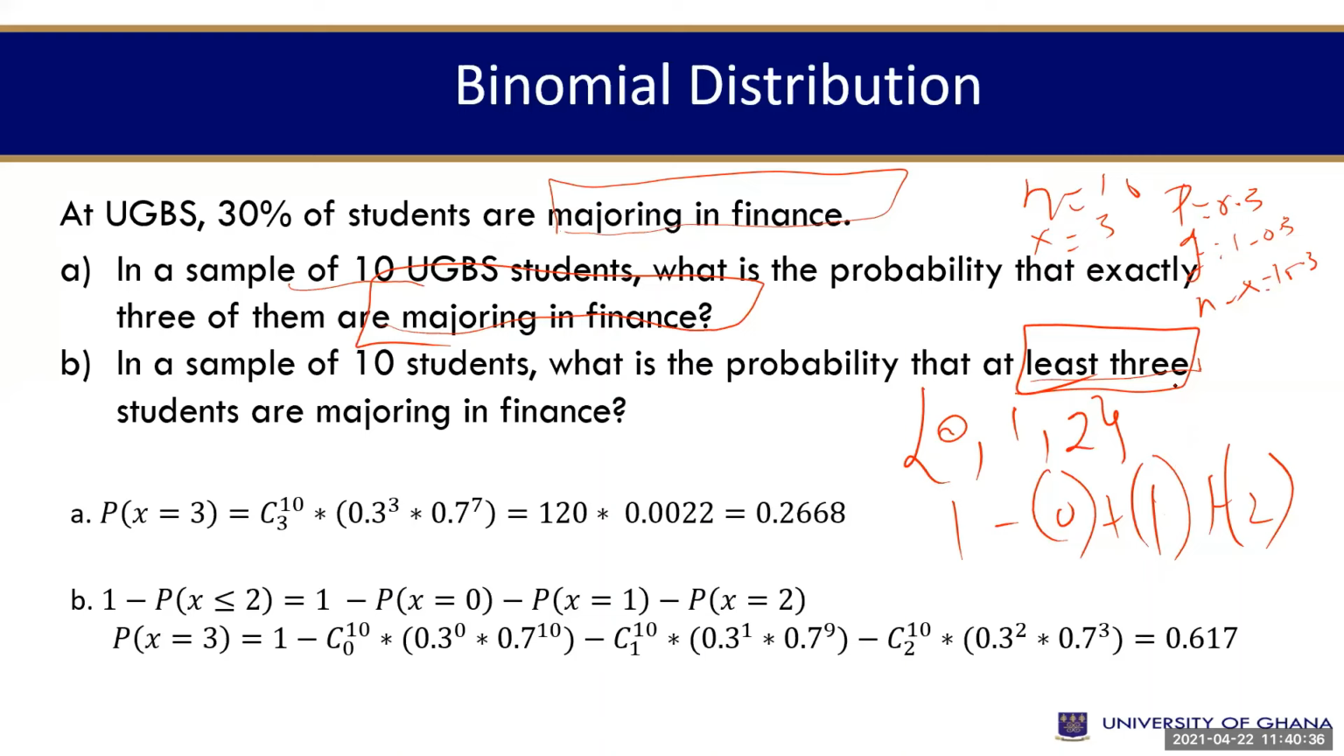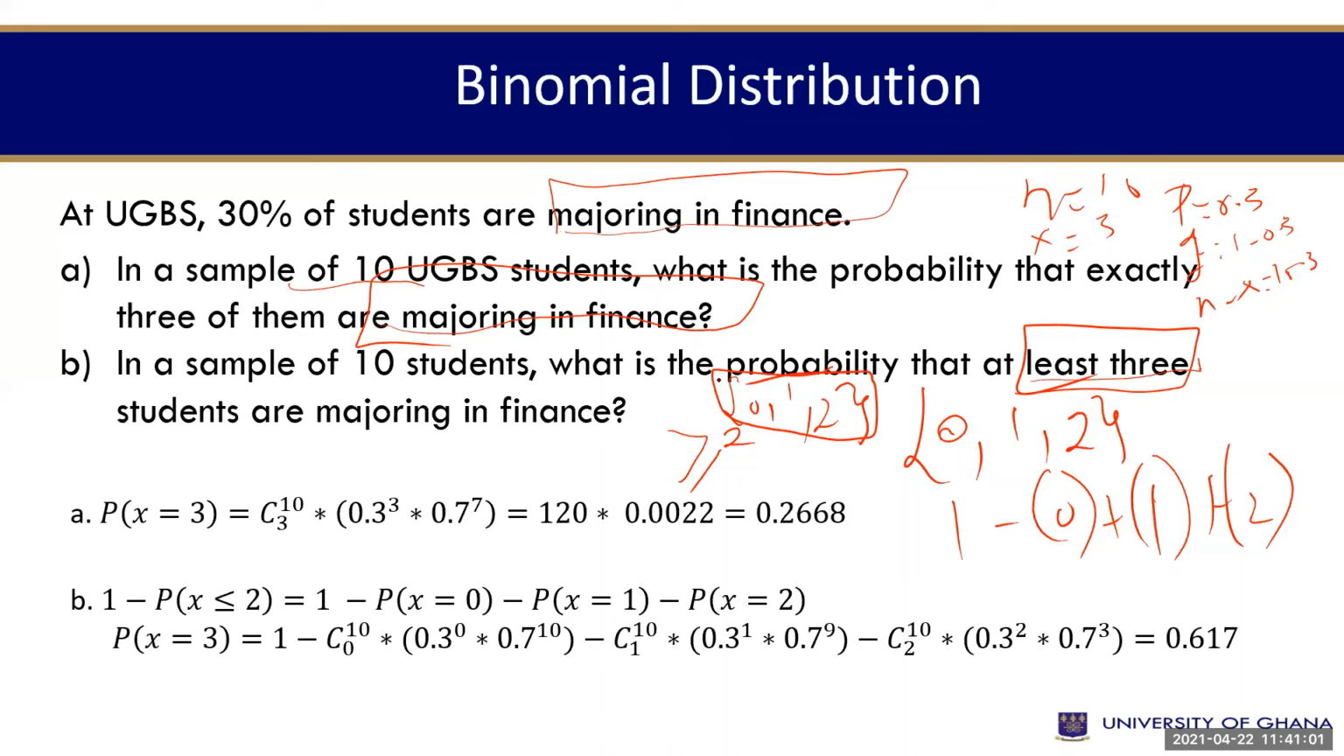What is the probability that at most two students will be majoring in finance? At most two students means that you may have zero out of the two, you may have only one out of the two, or you have all the two. So find the probability for this.